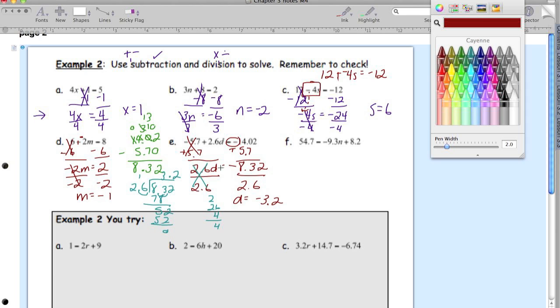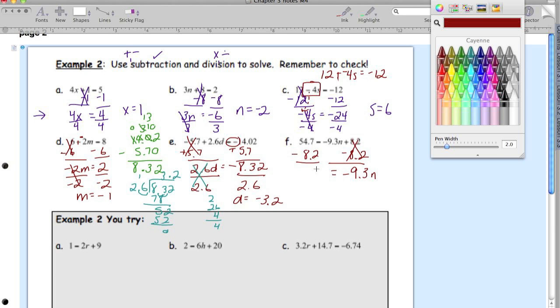So that was a lot of extra practice with some dividing stuff. Letter F, I have some negatives again, positives. I need to get rid of this 8.2 because it's tagging on. It's like the extra thing. These are multiplied. I do that second. So I'm going to subtract 8.2 on both sides. Because those cancel, the only thing that comes down is 9.3n. And I need to line up my decimal points, which I did, and they're both positive numbers.